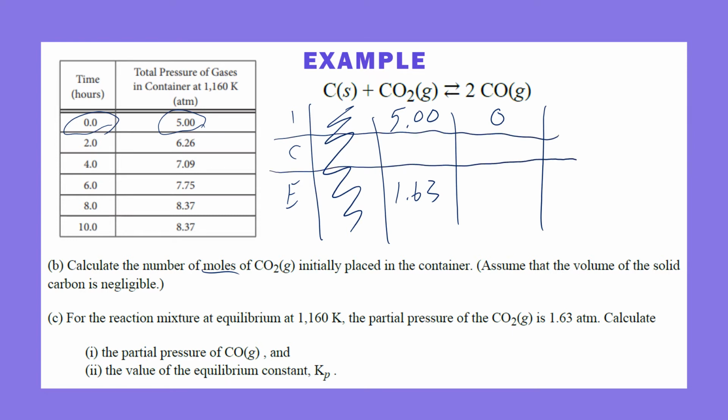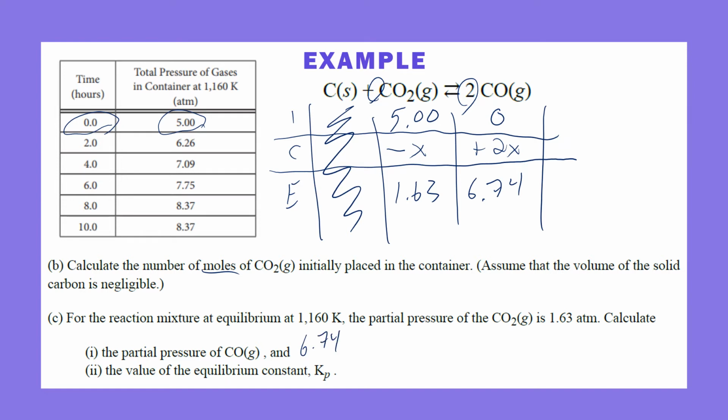But we do know that because the reactants are decreasing, the products must increase. And you use the stoichiometry, the mole ratio there, the carbon dioxide goes down by x and the carbon monoxide must go up by 2x. So if I solve this, 5 minus x equals 1.63, I know that x is equal to 3.37. And so if I do that times 2, I know that my pressure for the carbon monoxide is 6.74. So the partial pressure of CO at equilibrium is 6.74.